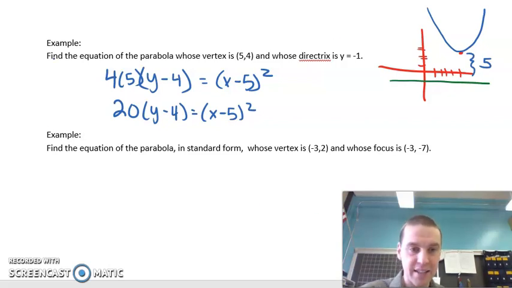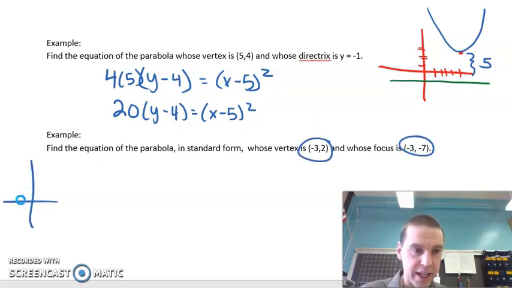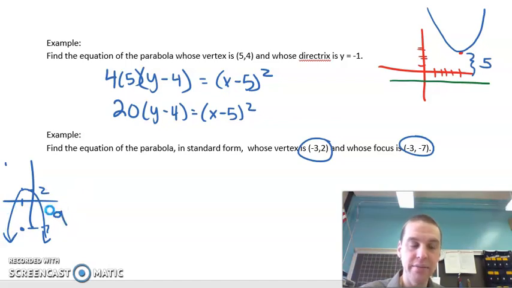The last example here, we're given the vertex, we're given the focus. So put it out, -3, 2. And the focus is -3, -7. Ooh, all the way down here at -7. That's 2 and -7. The focus is inside, so I know the parabola must be facing down. That's the key. The distance from 2 to -7 is 9.